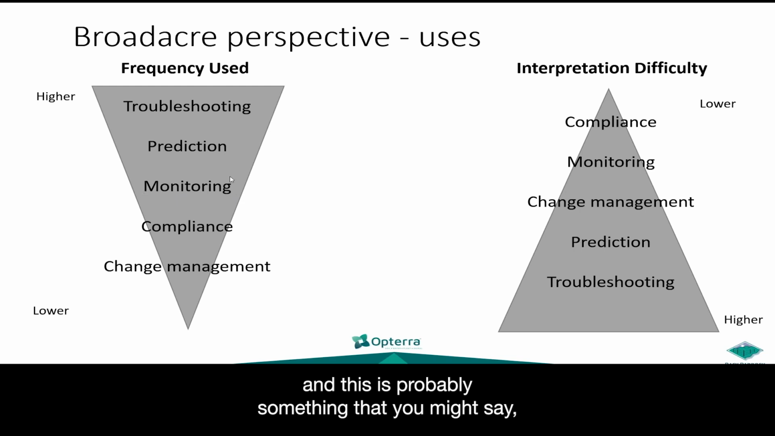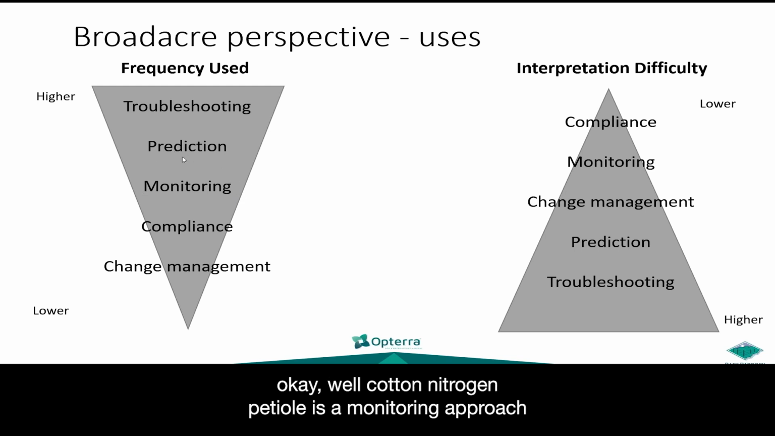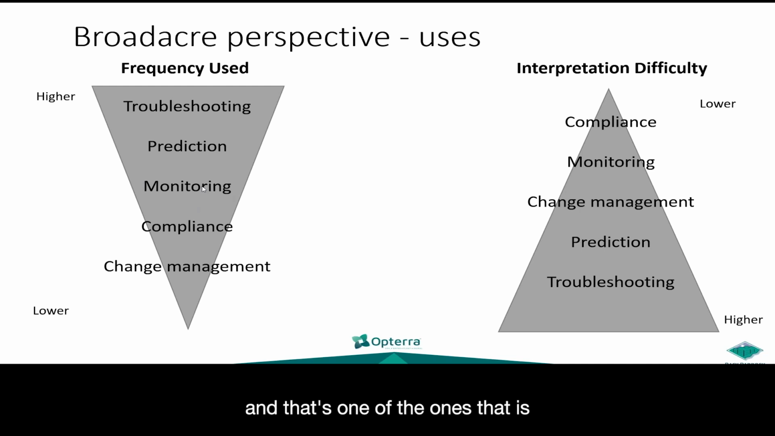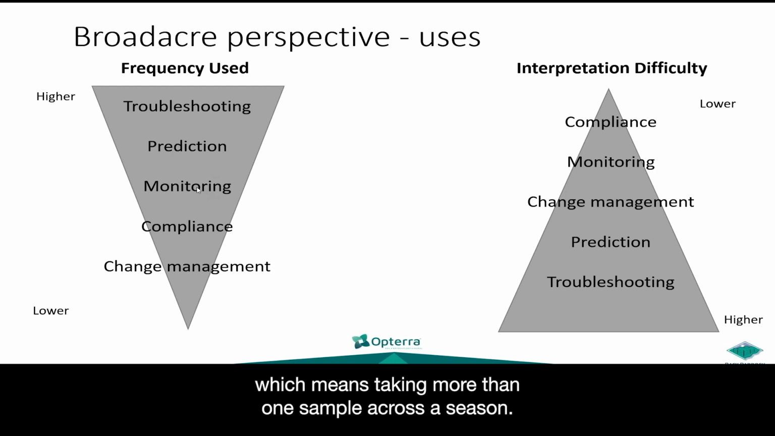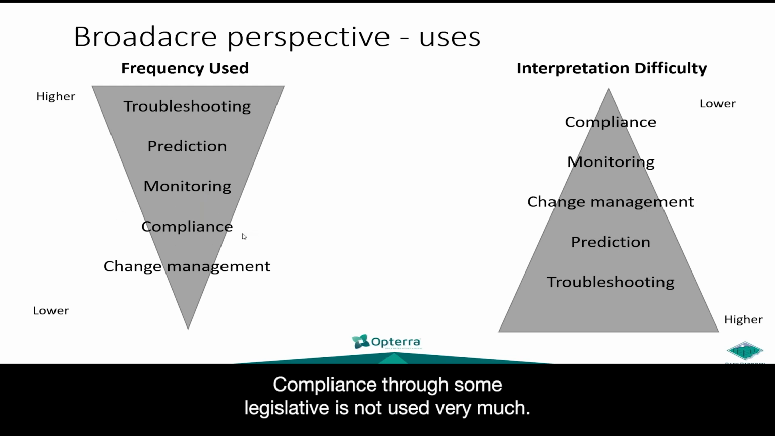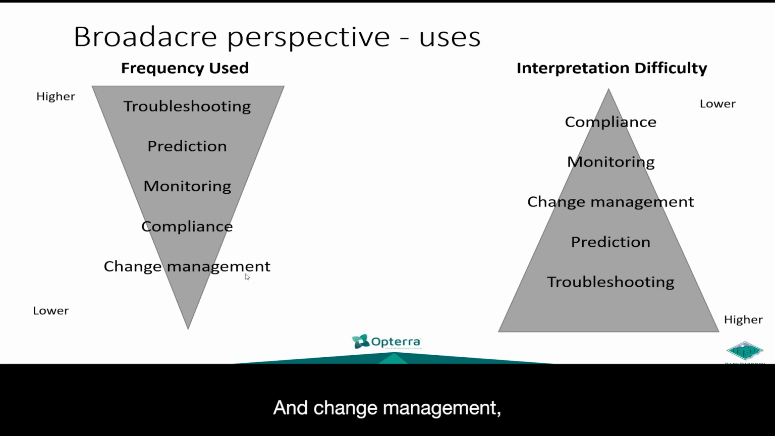occasionally to monitor, and this is probably something that you might say, okay, well, cotton nitrogen PDLs is a monitoring approach, and that's one of the ones that is, but regular monitoring in broadacre, I would say, is very rare, which means taking more than one sample across a season. Compliance through some legislative is not used very much, and change management, which I'll talk a bit about later, is hardly used at all, but it may be in the future.